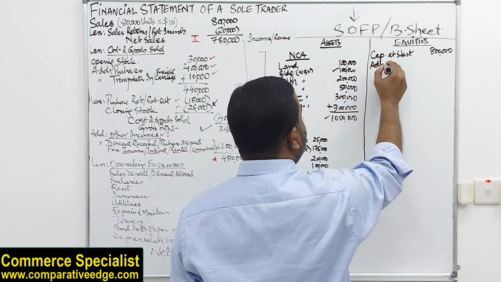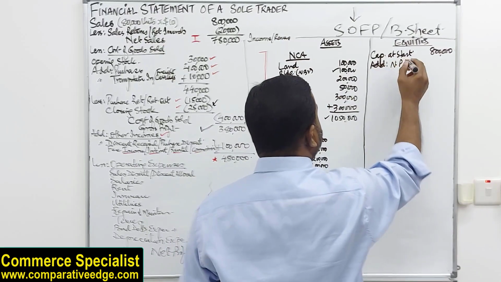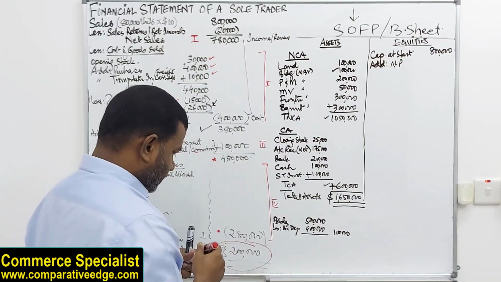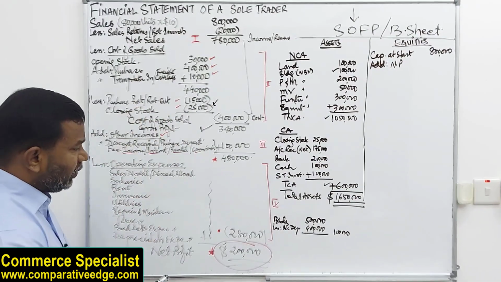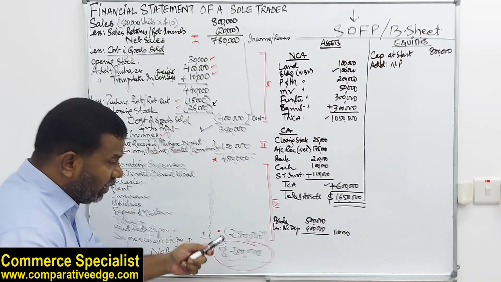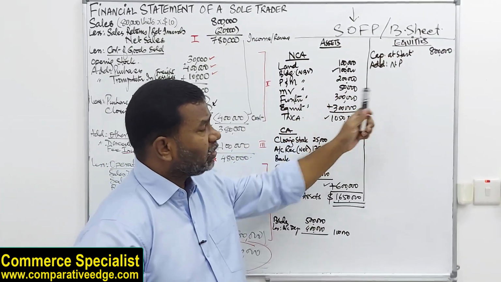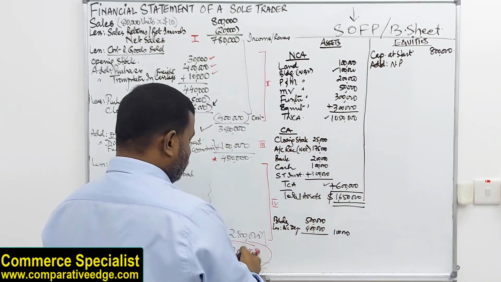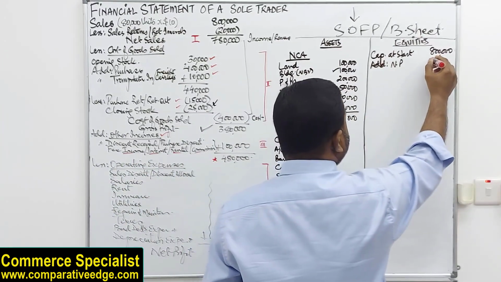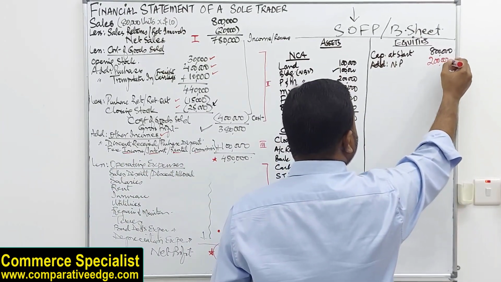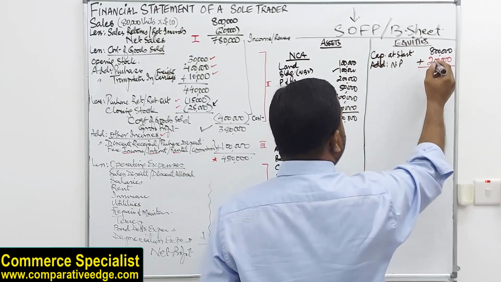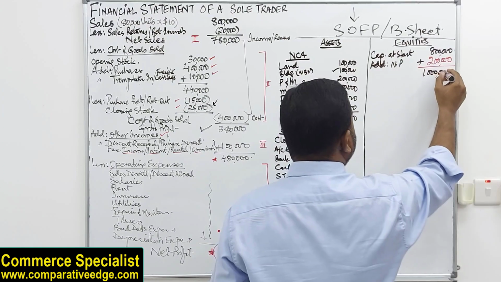Then we are talking about add net profit. Now when I say net profit, this is the amount I'm talking about. If you don't prepare your income statement, you will not get net profit, and you need net profit in order to prepare your statement of financial position. So I'm writing this in red. It is 200,000. So your net profit is 200,000. When you add these two, you get 1 million.